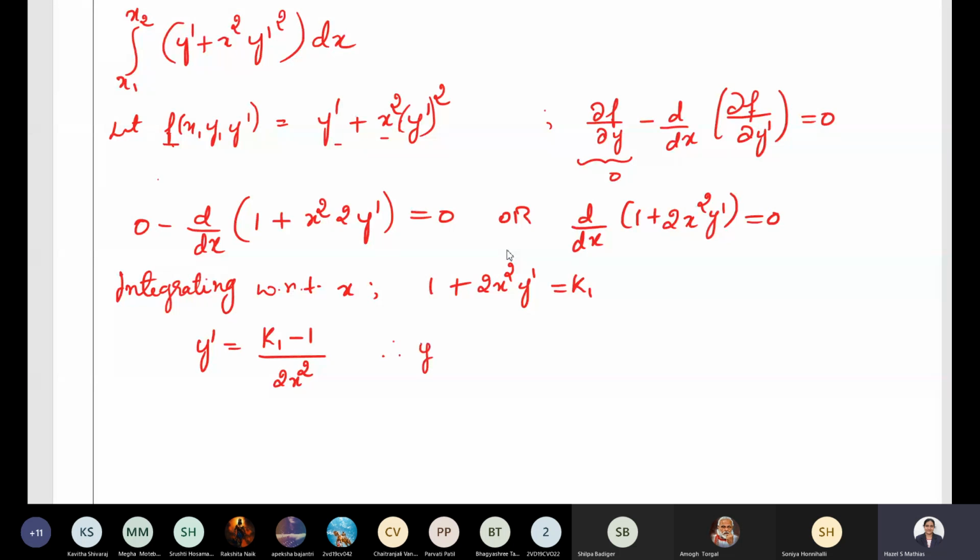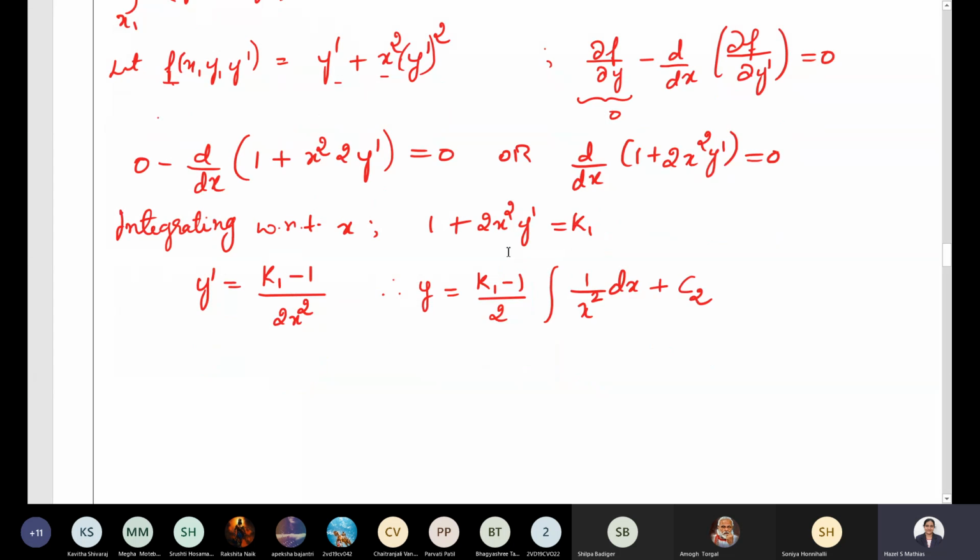Now let's find what is y. From y dash, if we have to find y, we need to integrate it. So integrate: you take the constant term outside, integration of 1 by x square into dx plus a constant. Let's take this as some c2 or c1, or whatever you want.